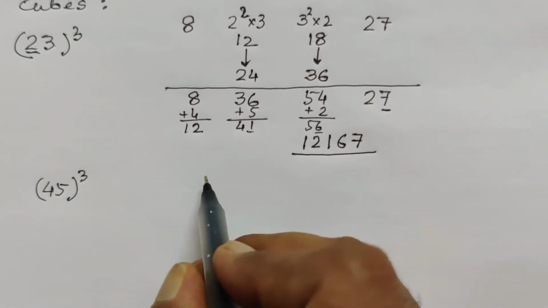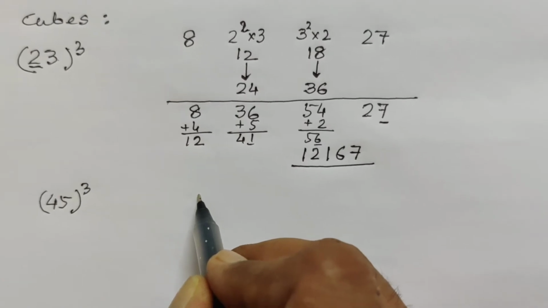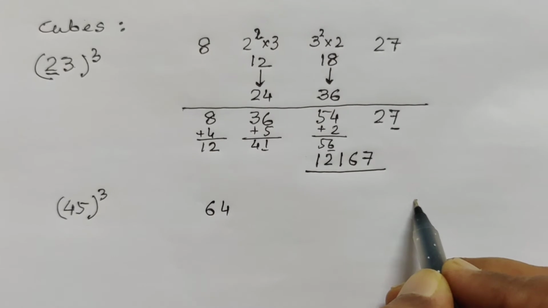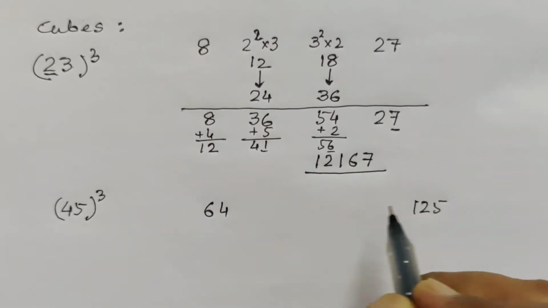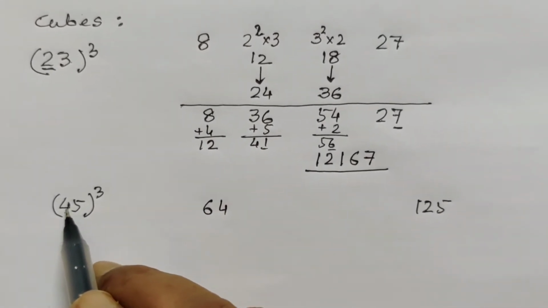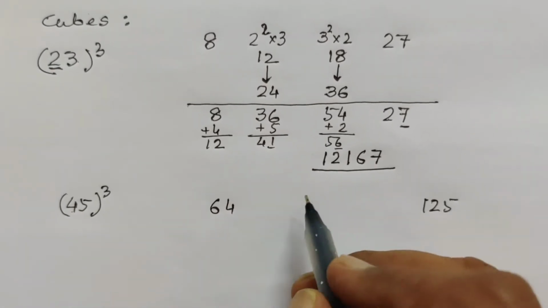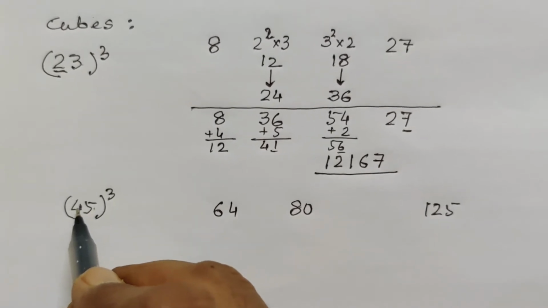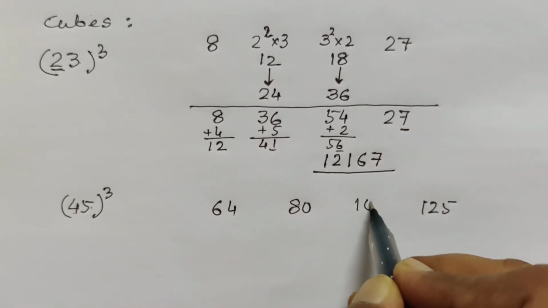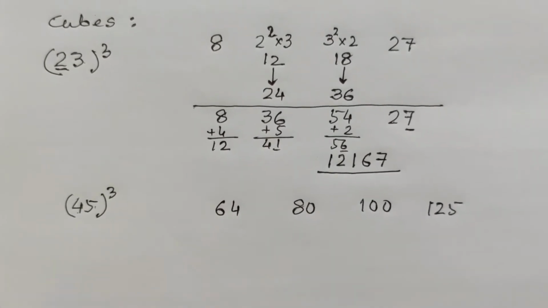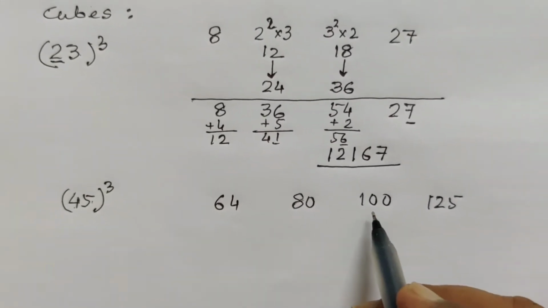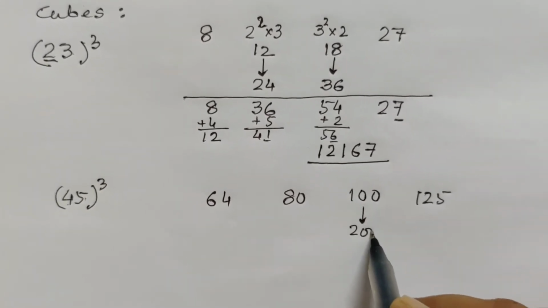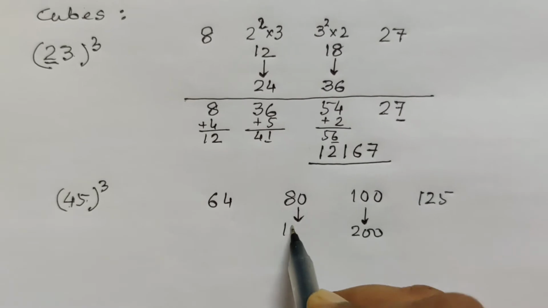In a similar process, we will do cube of 4, 64. Here we have to write cube of 5, 125. Now 4 4s are 16, 16 5s are 80. 5 5s are 25, 25 4s are 100. Now what to do? Double it. Double of this is 200. Double of this is 160. Isn't it?